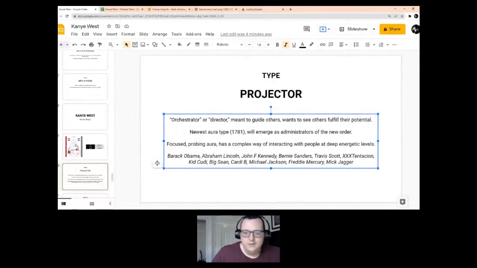So all those people are projectors, so they're actually directors. They're supposed to be directing other people and helping guide them because they see other people's potential and want them to succeed. So that's what the projector's role is, essentially.